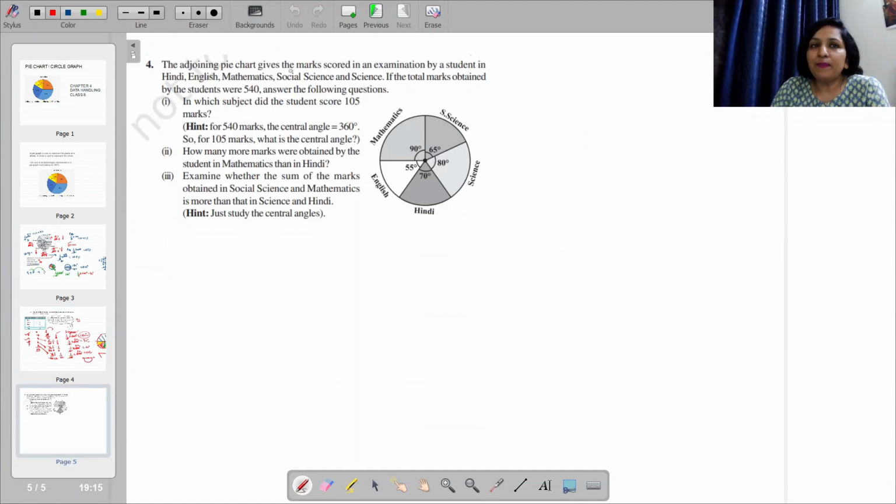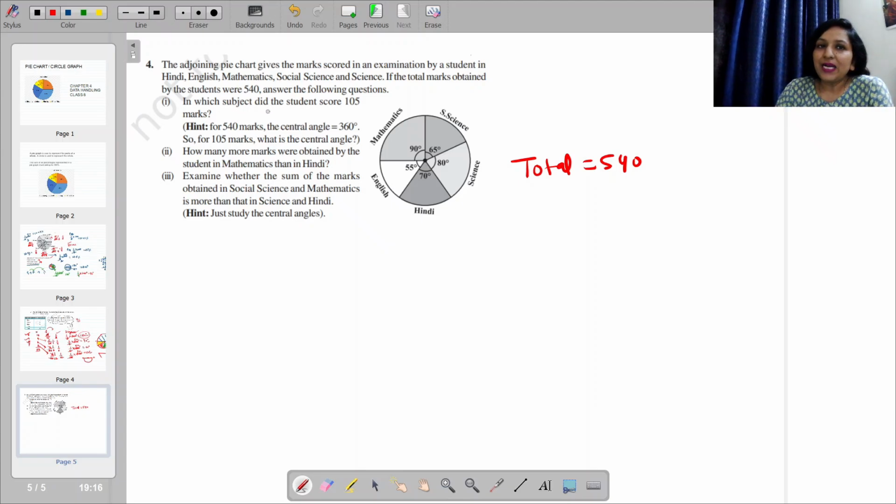The adjoining pie chart gives the marks scored in examination by the student in English, Hindi, Maths, Social Studies and Science. If the total marks obtained by the student were 540. This whole data that it shows, this is the total. So what is our total? That is 540. The given information says the total of the marks is 540. The degree of this whole total circle, that is 540.